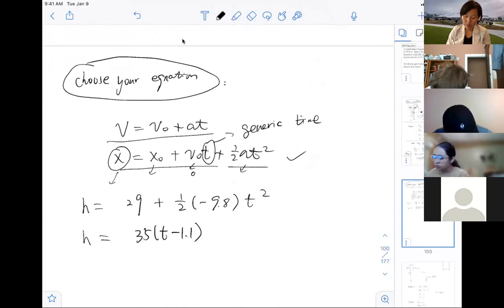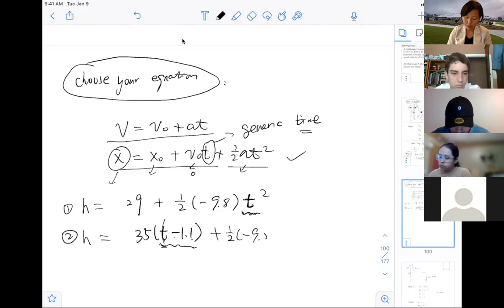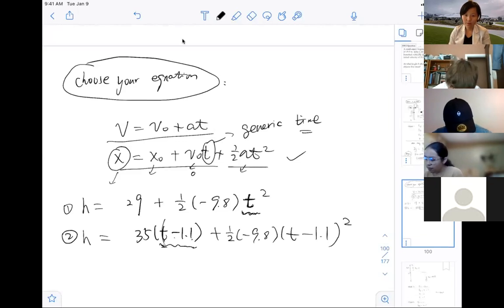I used this variable T to represent the total time it takes, but to make the equation consistent, I need to use this variable T minus 1.1, because if this represents a certain amount of time, I need this to represent a smaller amount of time. So be very careful. If you put T here, then you would have made a mistake, indicating that object 1 and 2 travel with the same amount of time. Okay, the last term is again 1/2 negative 9.8 (T minus 1.1) squared.